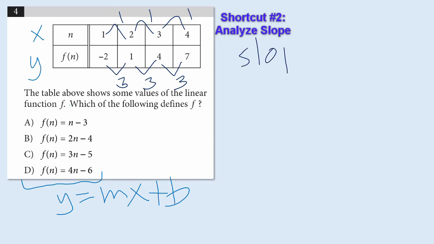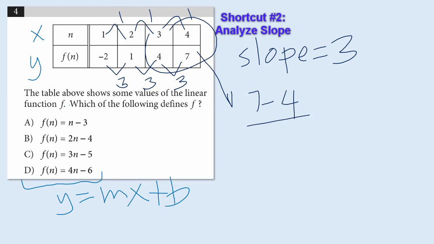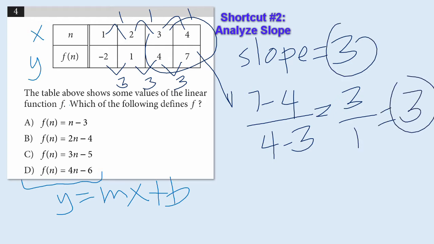And I can test that out. So let's say I wanted to look at these two pairs of values, right? I have rise over run. So the rise is going to be 7 minus 4, that's the second row, over the run, which is 4 minus 3, which is 3 over 1, which is 3. So you see in two different ways that the slope is going to be 3, and I could have taken any other pair and done the rise over run.